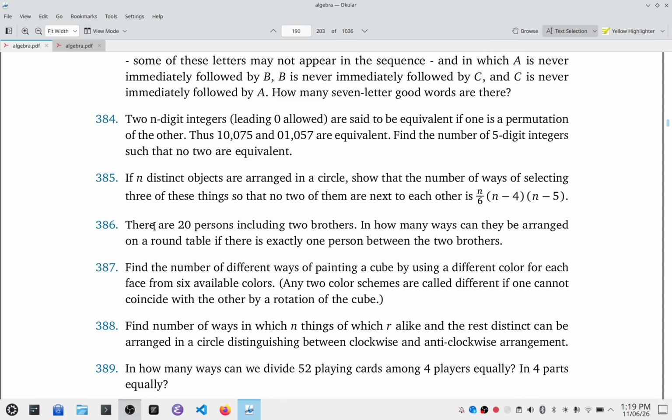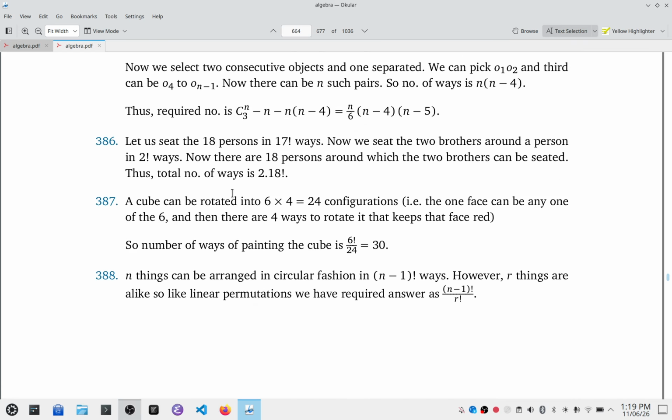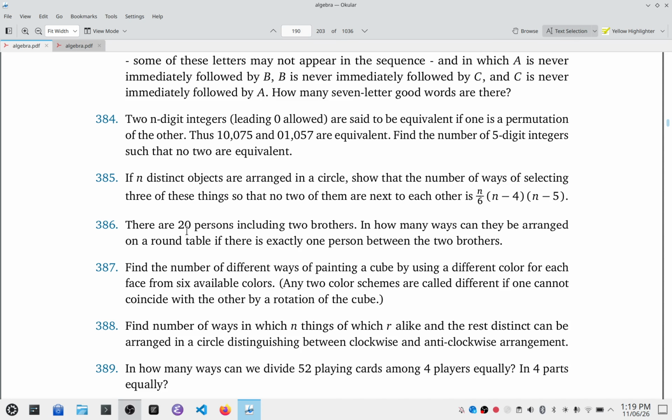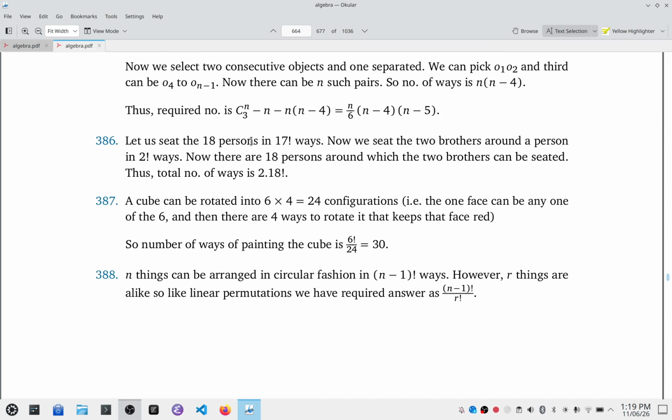Question 386 says that there are 20 persons including two brothers. In how many ways can they be arranged on a round table if there is exactly one person between the two brothers? So we have 20 persons. So 18 persons can be arranged in 17 factorial ways. Now we seat two brothers around the person in two factorial ways. The brothers can exchange position. So that is two ways. Thus total number of ways is 2 multiplied by 18 factorial.